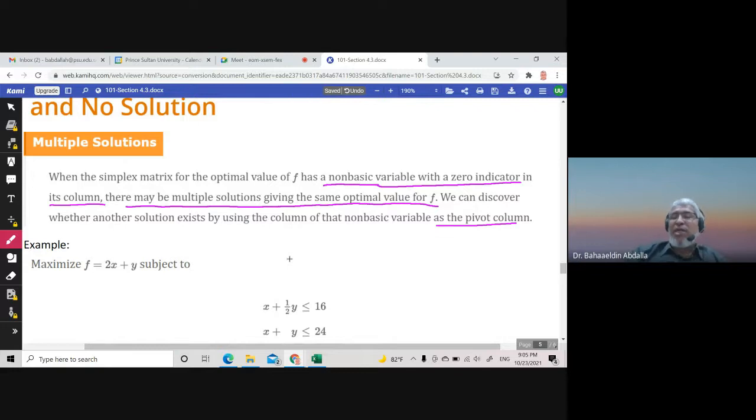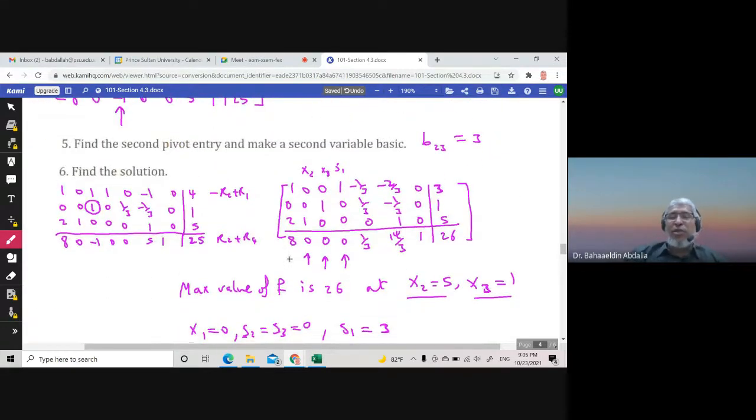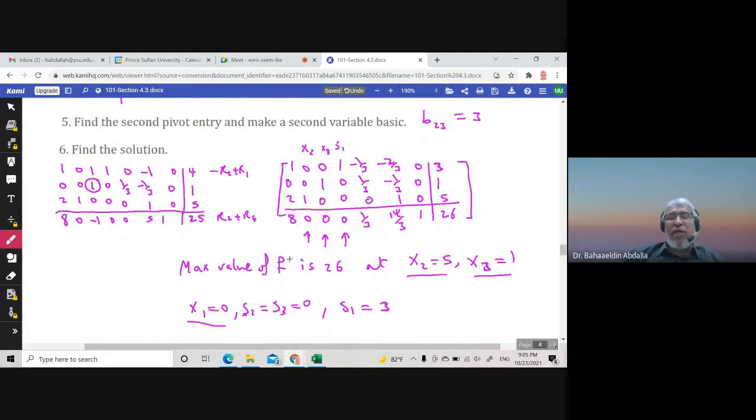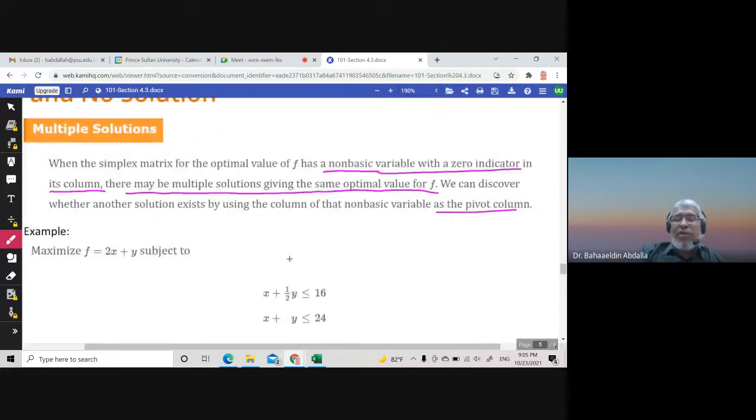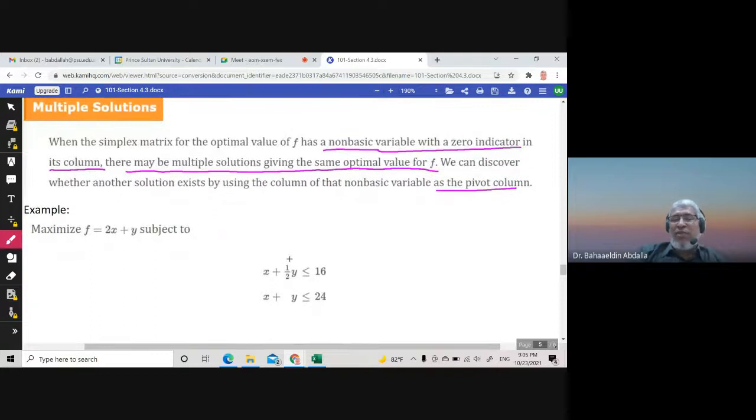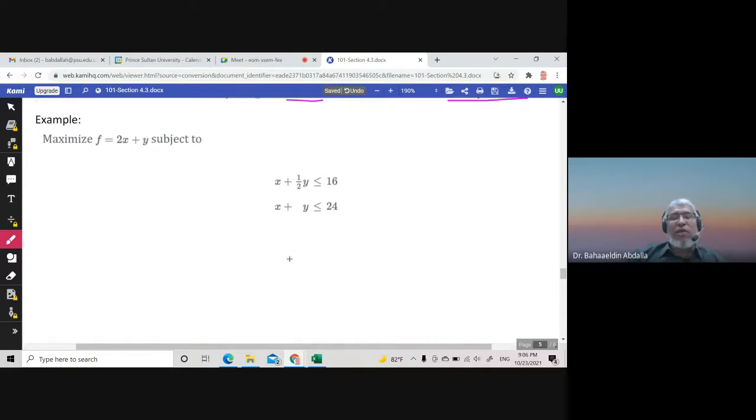So look to the non-basic variables here in this matrix. x1 is a non-basic variable. The indicator is 8. s2 is a non-basic variable. The indicator is 1 over 3. s3 is a non-basic variable. The indicator is 14 over 3. So none of the indicators is 0. But if one of the indicators is 0 for a non-basic variable, then there is a possibility that there are multiple solutions. Okay, and we can use the column of the non-basic variable as the pivot column. So let us take this example.